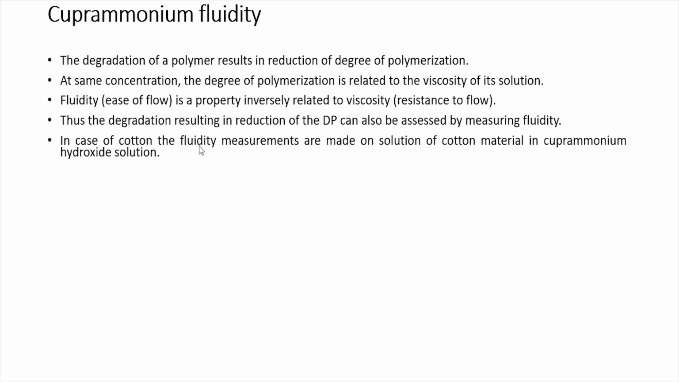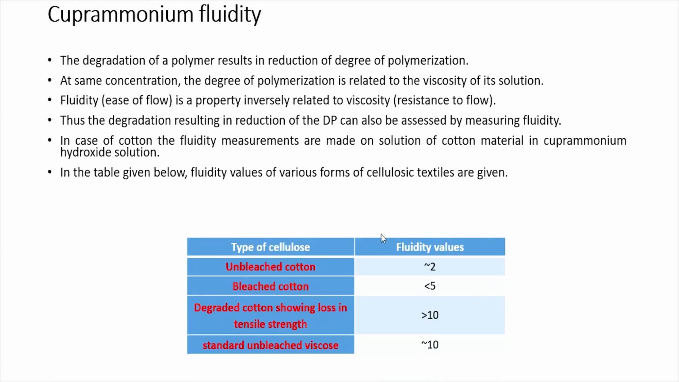Cotton fluidity is measured by using cuprammonium hydroxide solution. You have to mix the cuprammonium hydroxide solution with the cotton at a known concentration, and you have to calculate the fluidity. Based on the fluidity, you can assess the degree of polymerization. For normal unbleached cotton fabric, the fluidity value is around 2, for bleached cotton it is less than 5, degraded cotton shows greater than 10, and standard bleached viscose will be around 10.